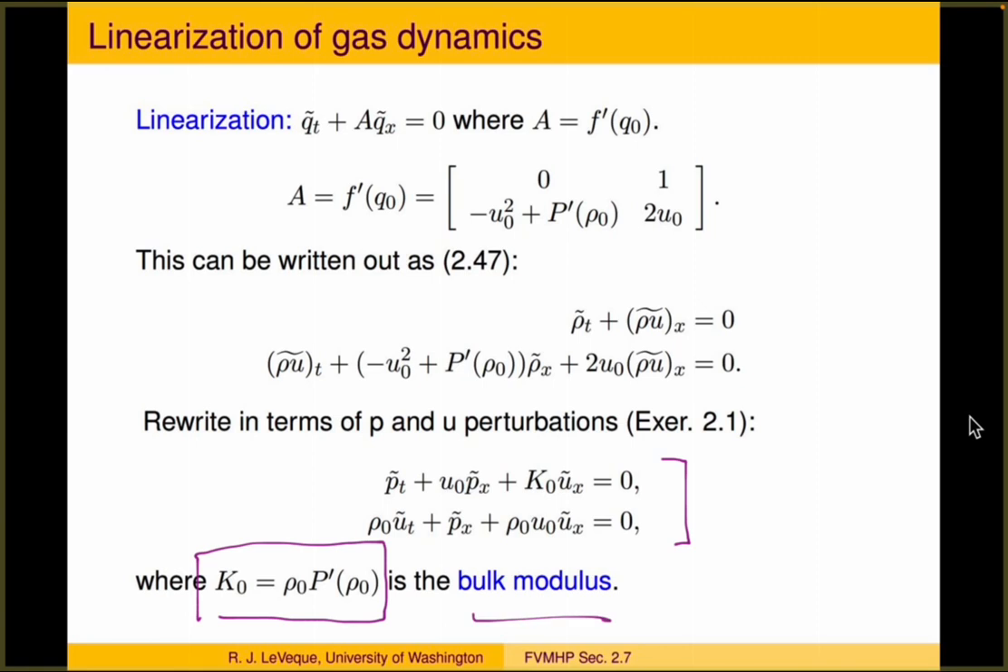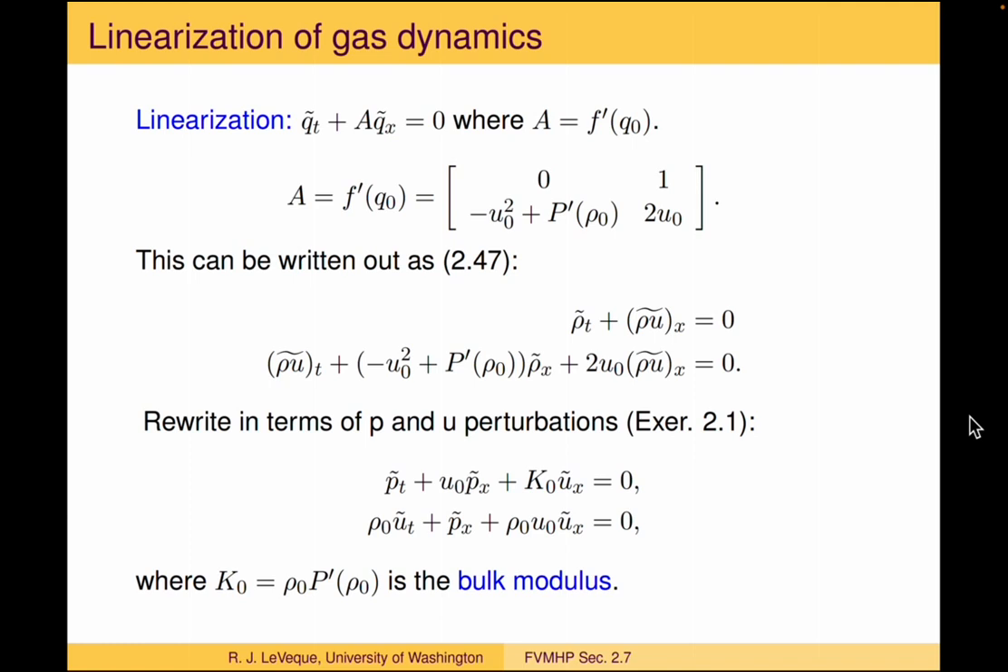It's sort of a measure of how compressible the gas is, how much it compresses when you press on it, and it's related to the derivative of this function P prime, this function P of rho, which is the equation of state that tells how the pressure varies with density. But in the linearized case, rather than needing this whole nonlinear function P of rho, all we care about is right around the state that we're linearizing around, what is rho 0 times P prime of rho 0, and that's just some constant K0. And this gives us the equations of linear acoustics.